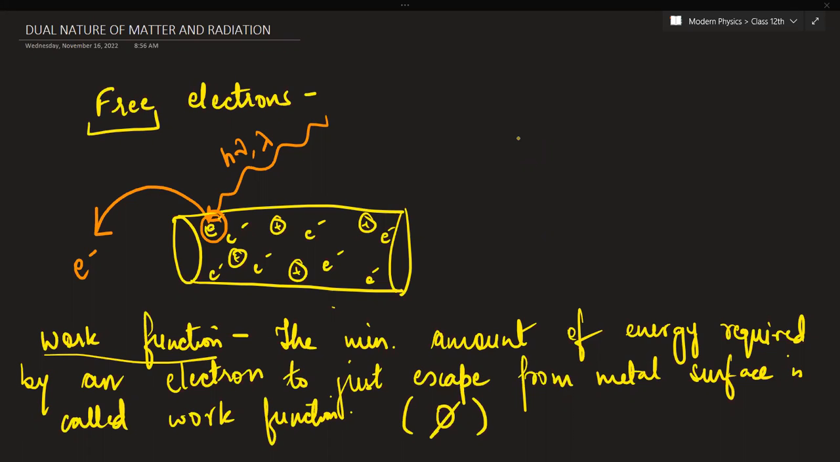Free electrons does not mean that electrons are roaming around and can conduct electricity in any way you wish. Free electrons are those electrons which can be made free if a certain frequency or energy is there on the metal surface. There is a certain minimum amount of energy required for an electron to escape from the metal surface. This is known as work function.